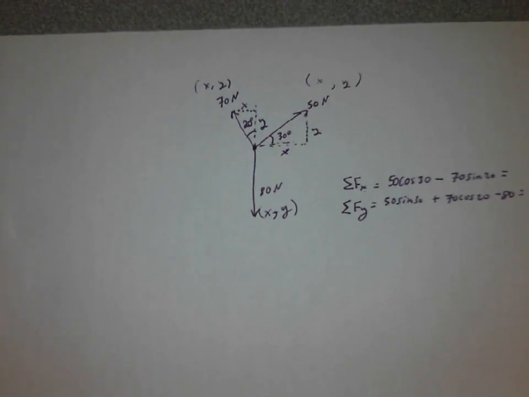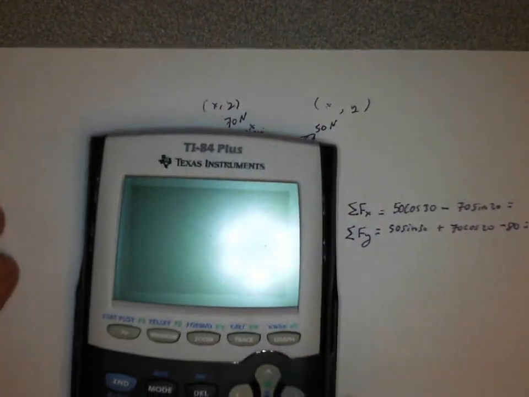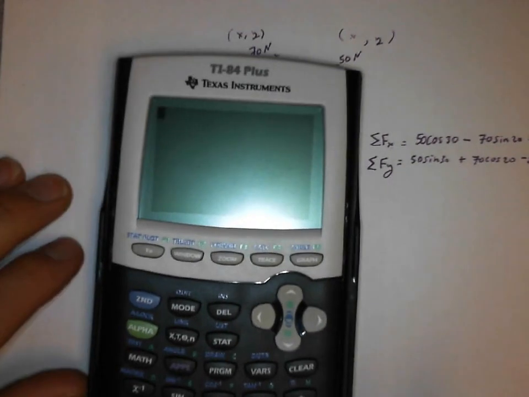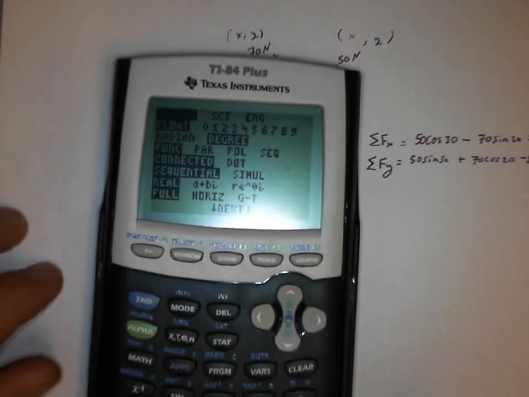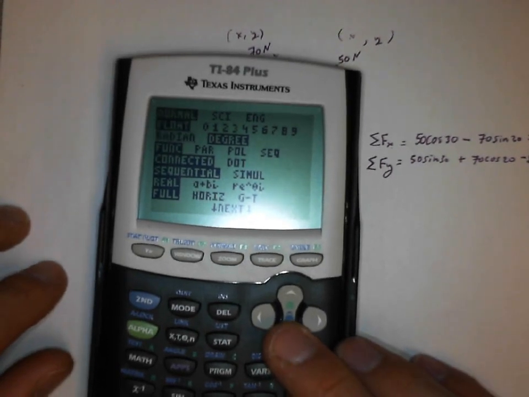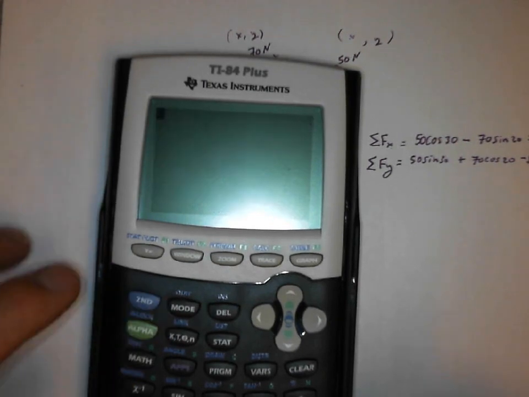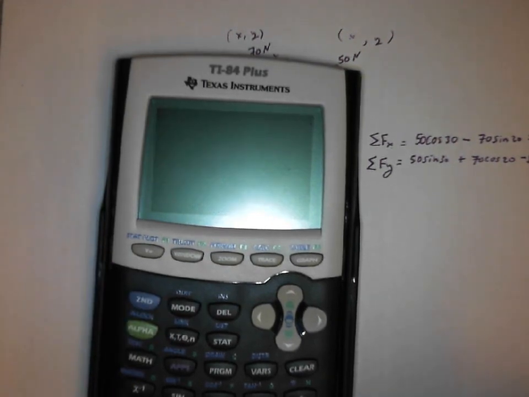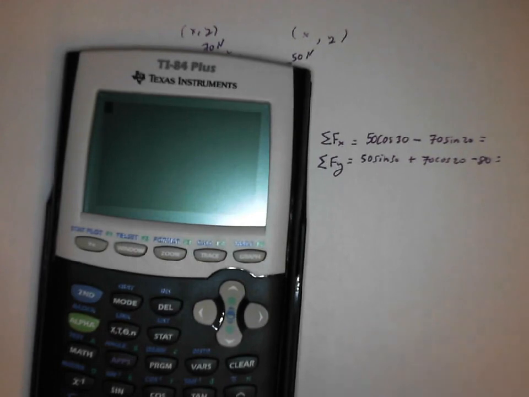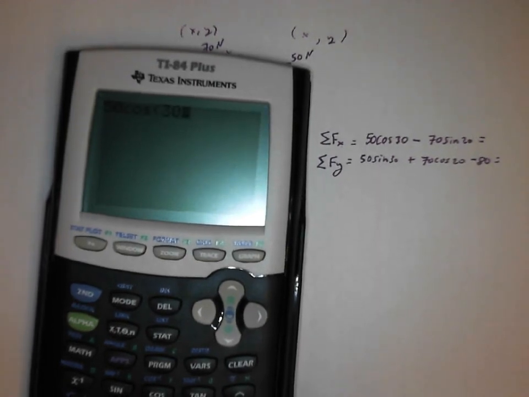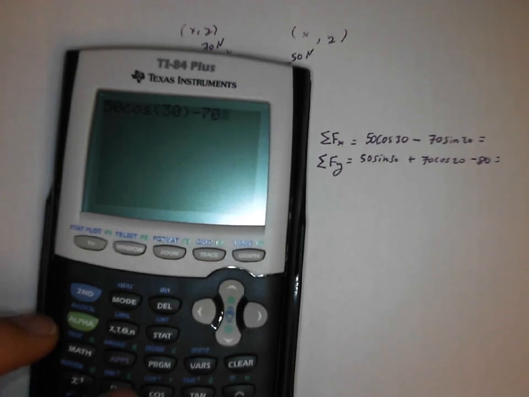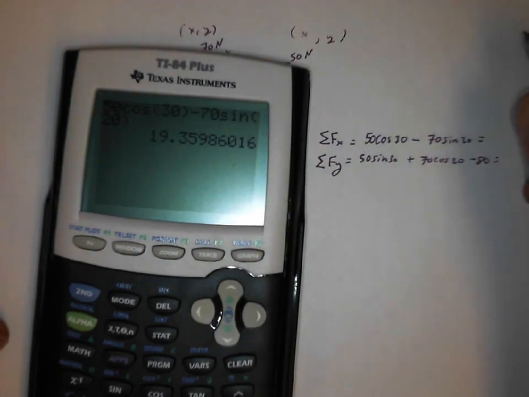Now at this point, we plug it into our calculator. Once again, when we use our calculator here, we want to make sure we're in the correct mode. So we're going to click on mode. I've got right down here on this third line it says radians or degrees. I've got degrees highlighted, so I'm good to go. So here I'm just going to type in these values. I got 50 cosine 30. Close that parenthesis, that's important. Minus 70 sine 20. 19.36.